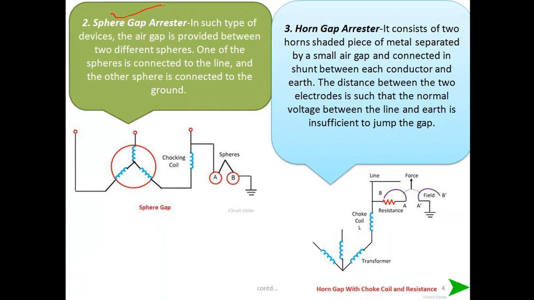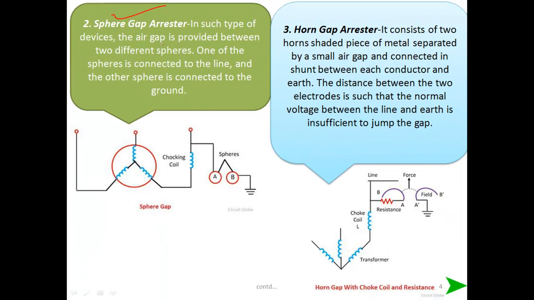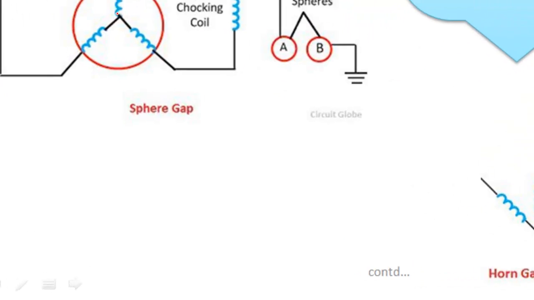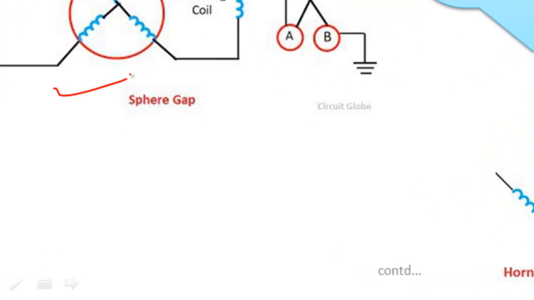The second one is a sphere gap arrestor. In this type of device, the air gap is provided between two spheres. One of the spheres is connected to the line and the other sphere is connected to the ground. These are used when a substation is connected with a grid or any part of a grid.